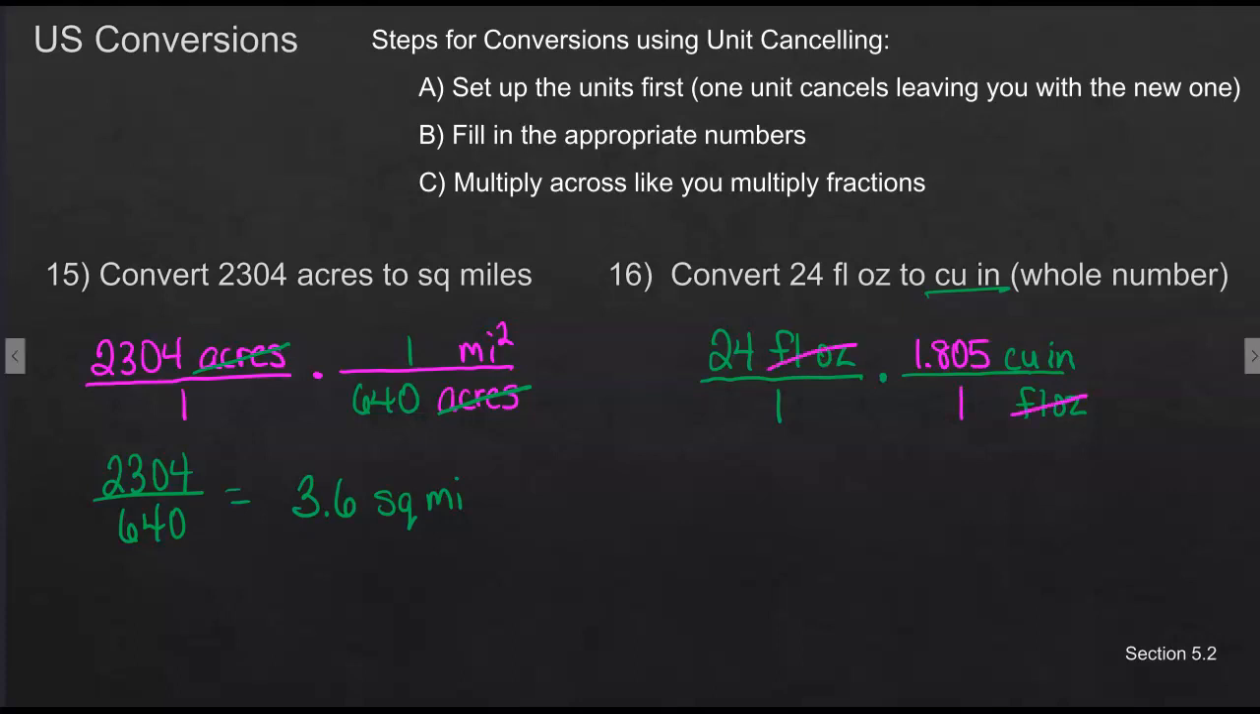We're able then to eliminate fluid ounces. We multiply 24 times 1.805, and that will give us 43.32, and we'll round that to a whole number, 43 cubic inches, or a number with 2 significant digits like the 24, and then we are finished with that one.